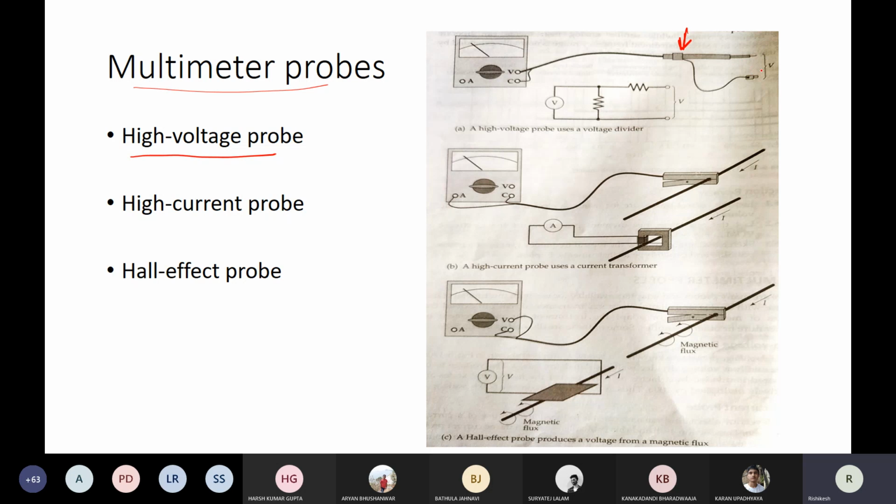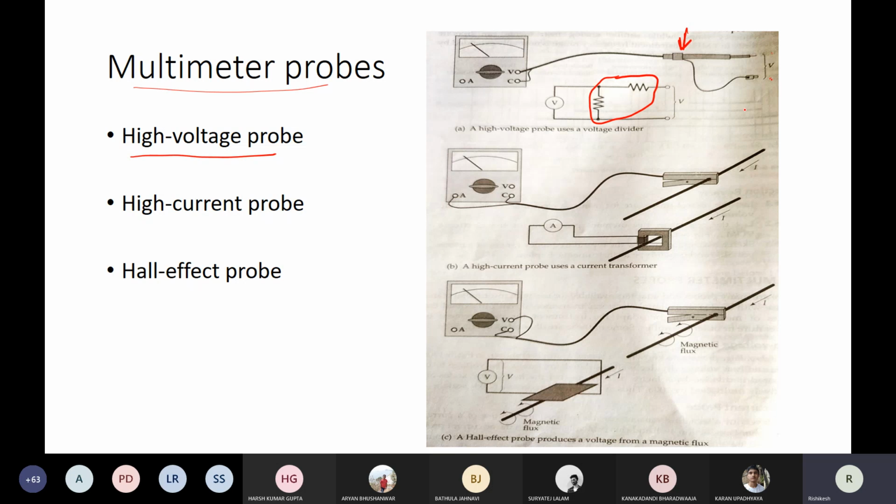These probes internally have a voltage division mechanism, where the voltage being measured, which is a very high value, is brought down by this voltage division, and that voltage is measured by the meter. This decrease from a high value to a low value can occur at the scale of thousands or hundreds of thousands.